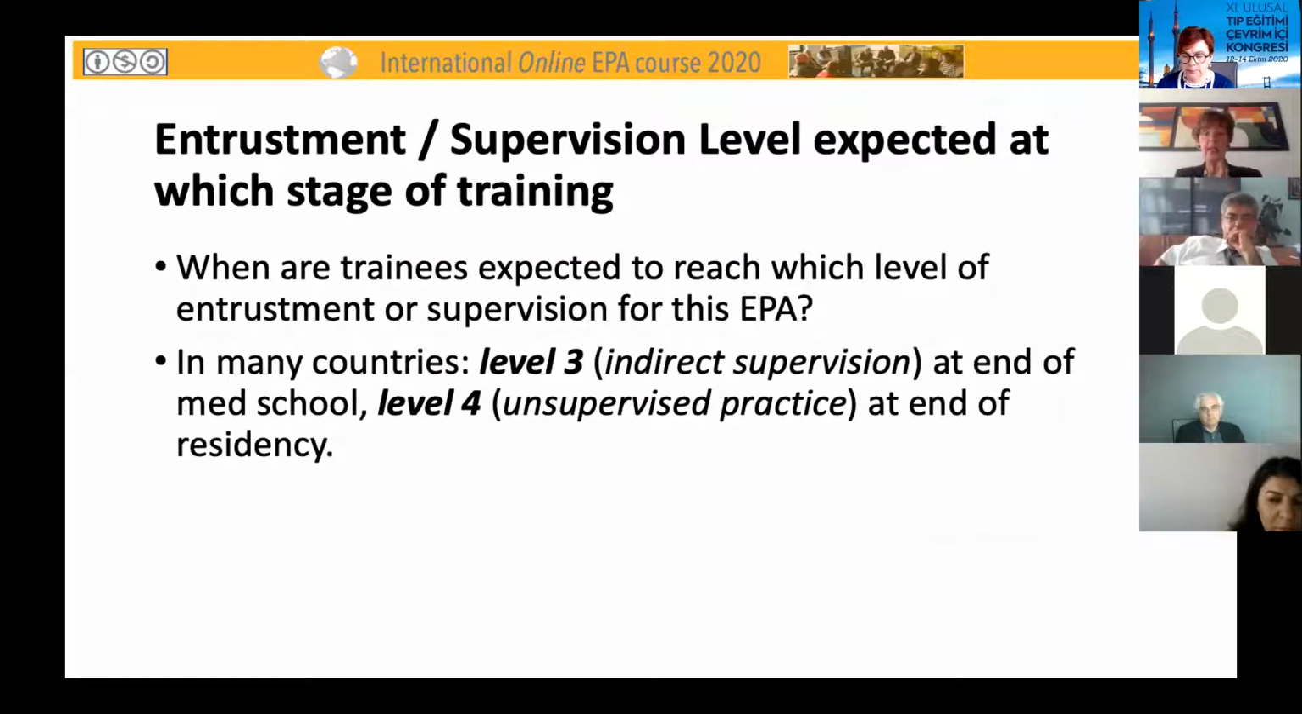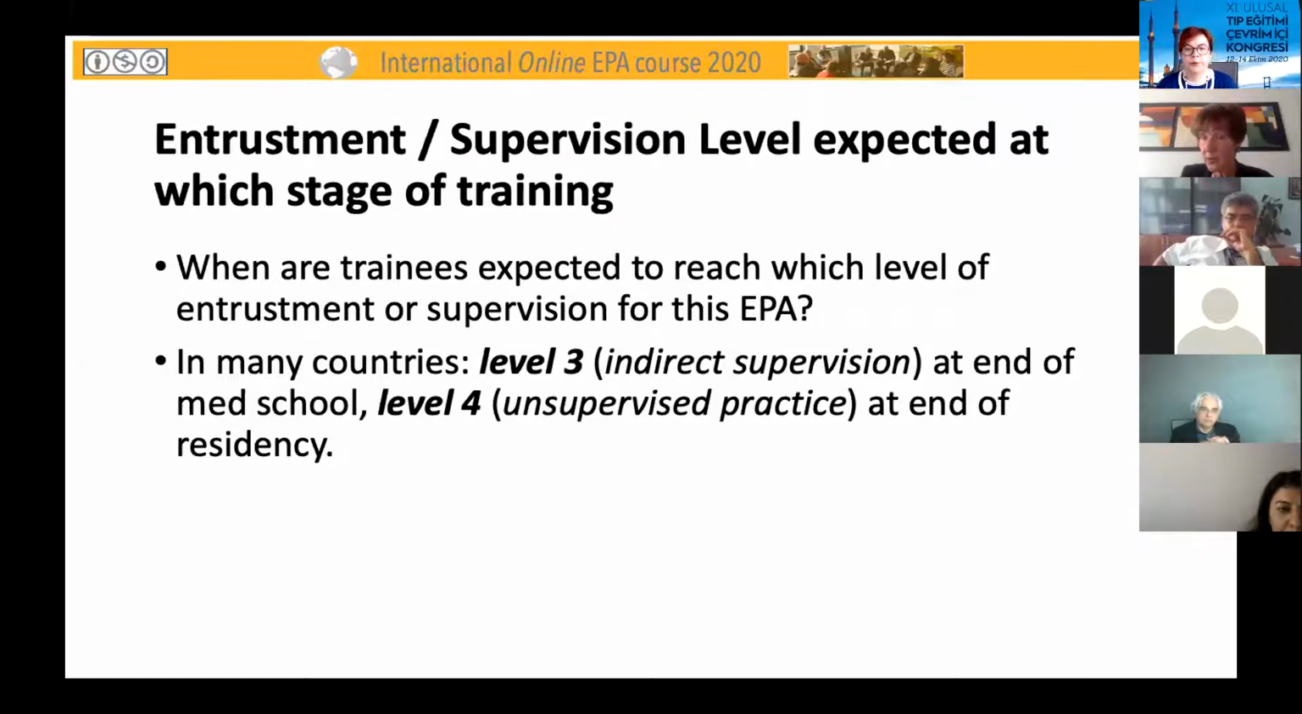And then I want to say something more about when trainees, that you have to include in the development of your program, when trainees are expected to reach which level of entrustment or supervision for an EPA. Now, if we look at the whole world where EPAs are used, or what the need is for when you graduate somebody. And then in many countries, you see a level 3, so that's indirect supervision at the end of medical school.